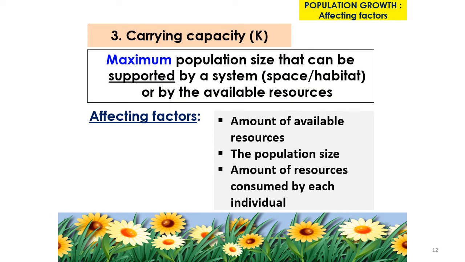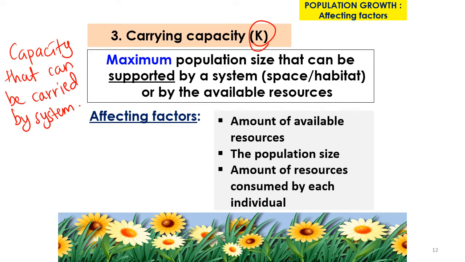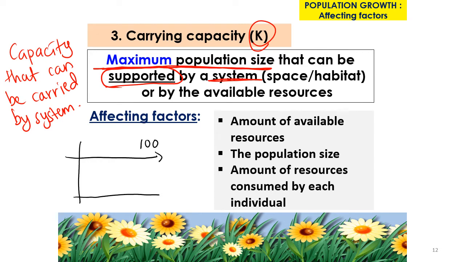Carrying capacity, symbol as capital K, is the capacity that is able to be carried by the system. It means that the population size can reach its maximum that can be supported by the system. For example, if the carrying capacity is only able to support 100 humans, it means that the human population should be up to 100 only. And this carrying capacity can vary depending on these factors.